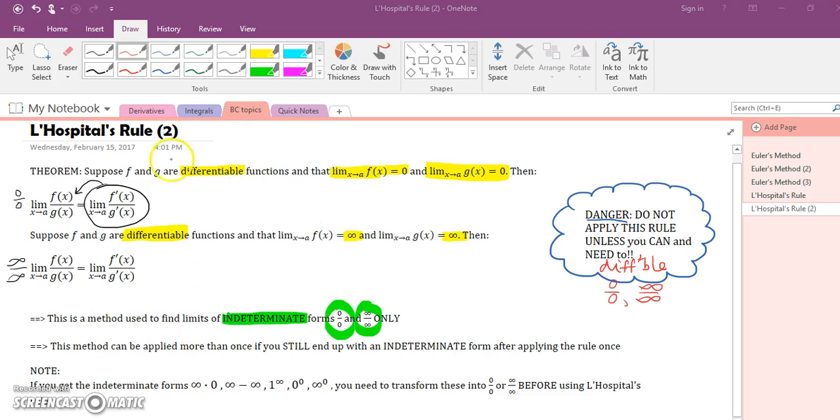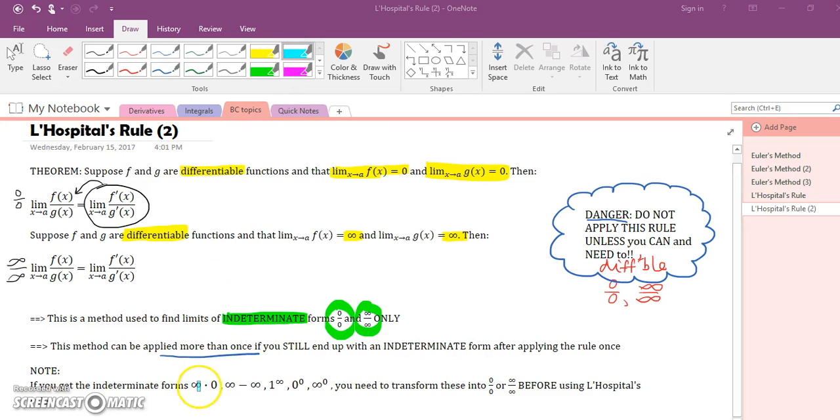One thing to keep in mind is for the more advanced L'Hopital rule problems, you'll have to apply it more than once. So you'll take a derivative, try again, you'll still end up with 0 over 0 or infinity over infinity, and then you'll have to do L'Hopital's rule again. Sometimes you have to do it 3 or 4 times.